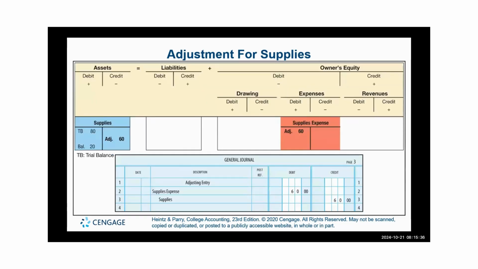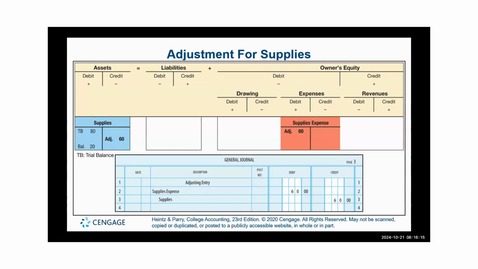Okay. I like to look at this screen. It's a little bit easier to see. So my supplies, you can see my trial balance is $80. And then it tells us we ended with 20. So your homework, you're going to have to figure out that $60 adjustment. Okay. So when we adjust or reduce the balance on an asset account, we have to put it on the credit side. So 80 minus 60 is 20. And now two accounts are always affected. So the supplies expense account is going to increase by $60.